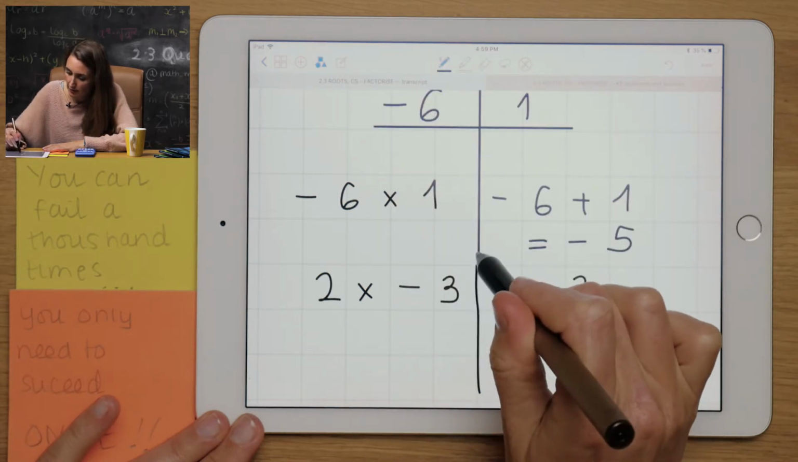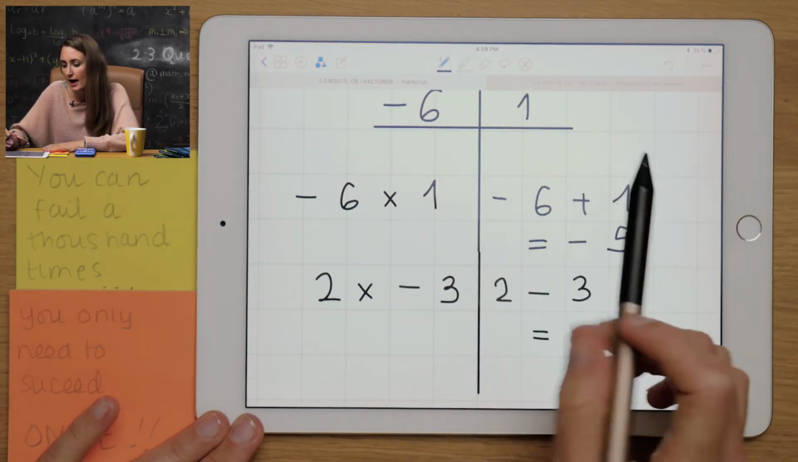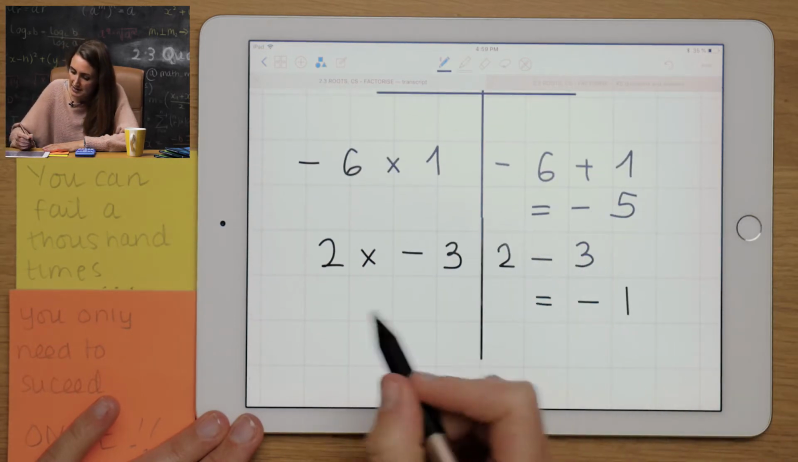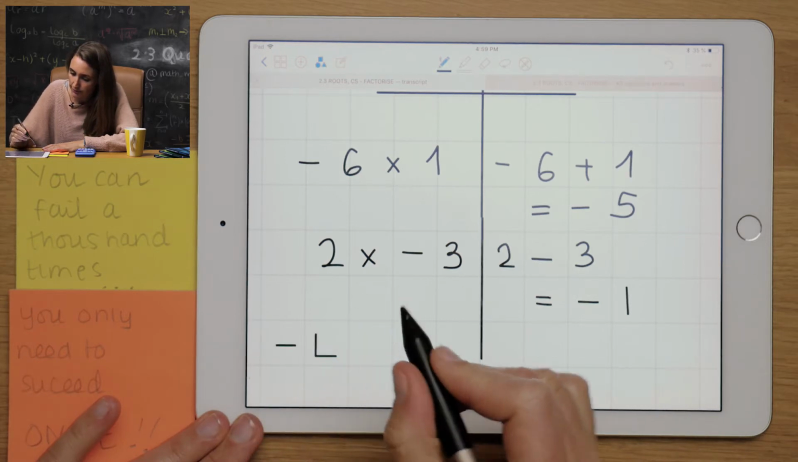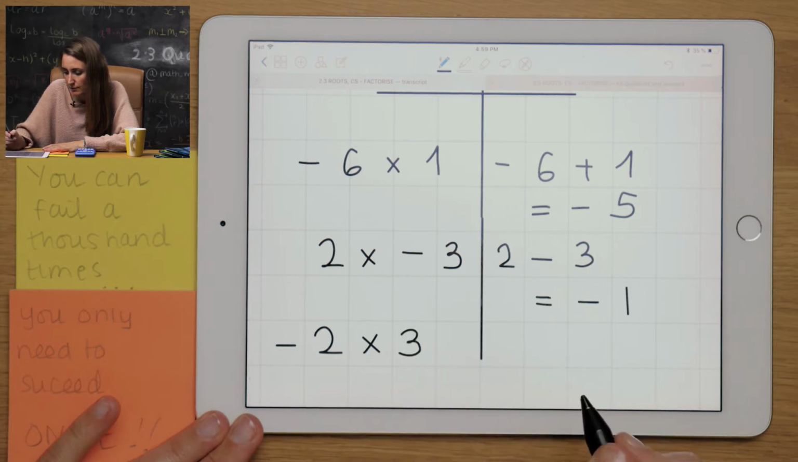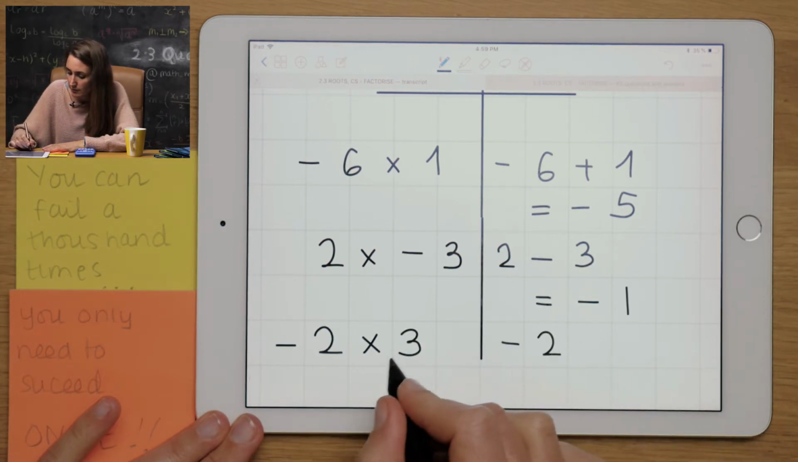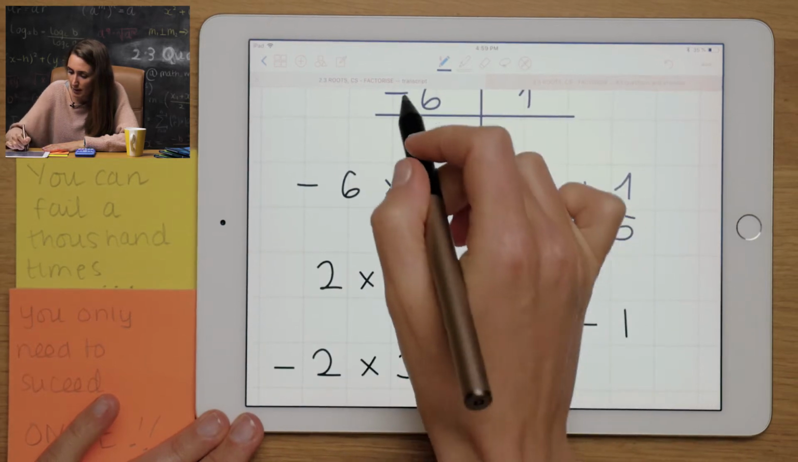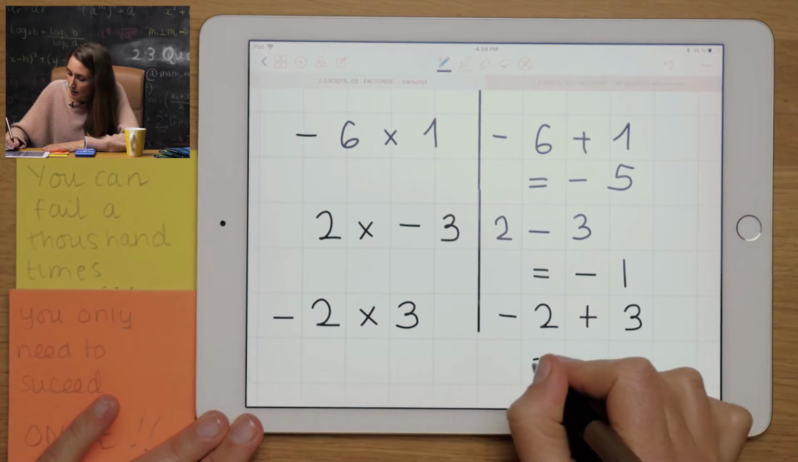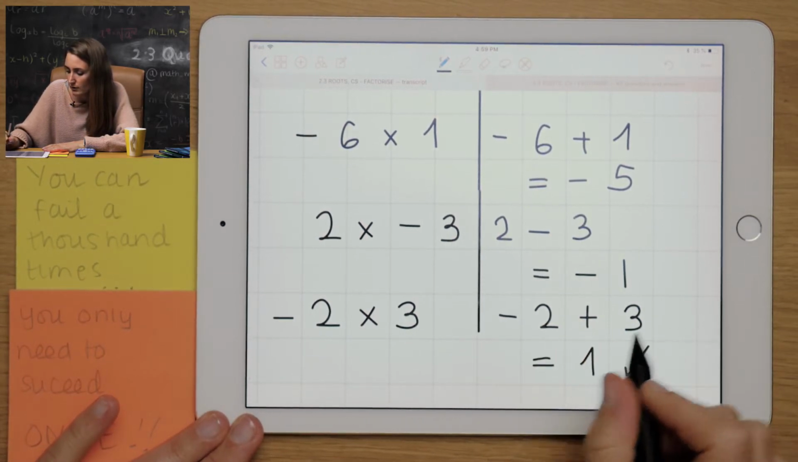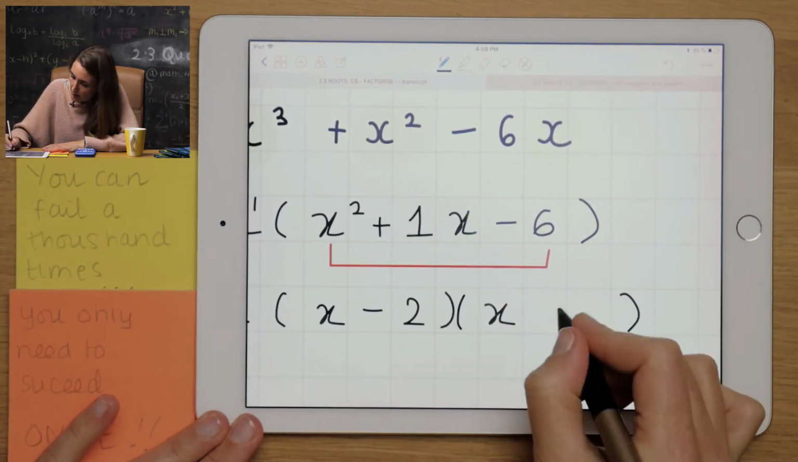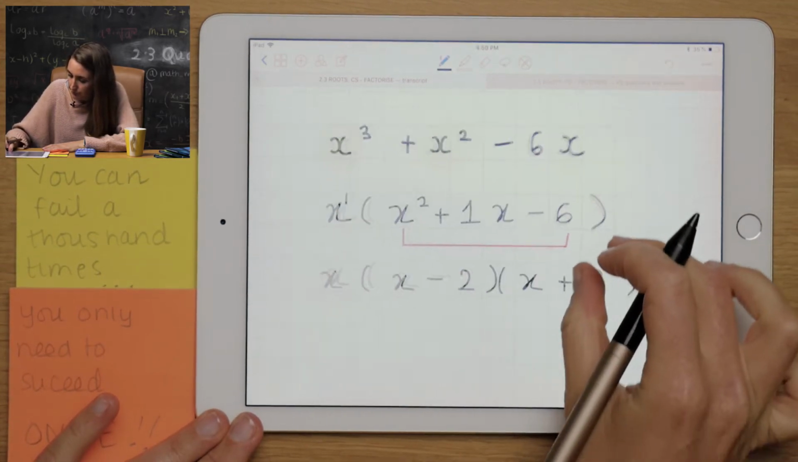Just going to extend this line here. I'm close though, because I have the correct numbers, but the wrong signs. So what you do in that situation is you switch the minus. So I will have minus 2 times plus 3. Minus times a plus is a minus, and 2 times 3 is 6. And minus 2 plus 3 is 1. So this is the correct combination: minus 2 and 3.